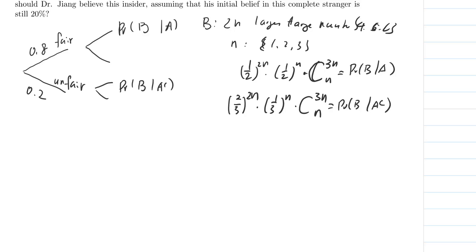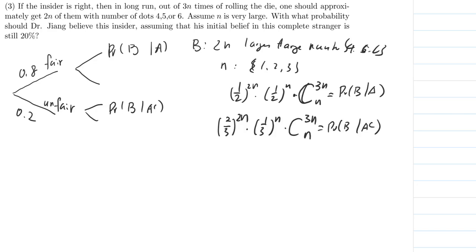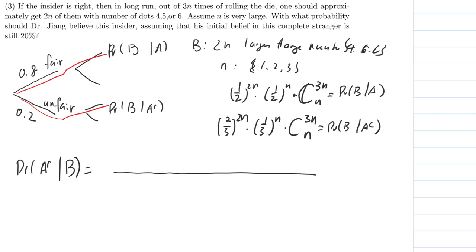We want to find, assuming that we now have 2n bigger numbers and 1n smaller numbers, how should we believe that this is unfair? And then again, we look at these 2 branches over here. So the probability, given B has happened, what is the probability that this is unfair? That means we have over here A complement. We will look at the sum of products of the 2 branches.